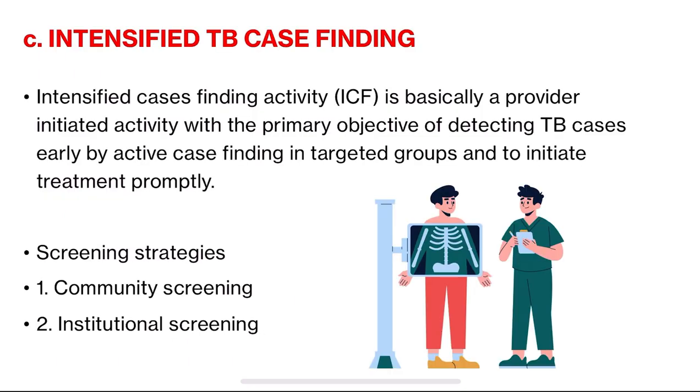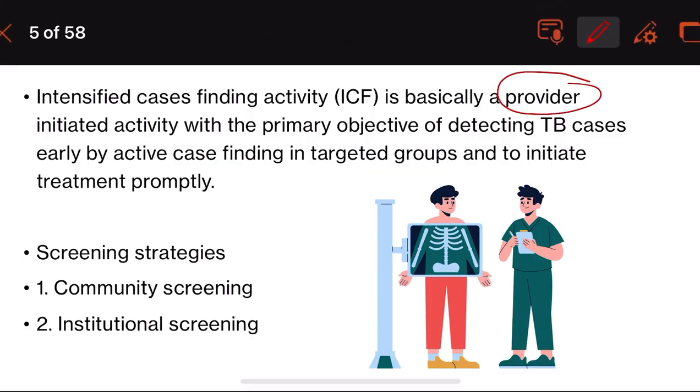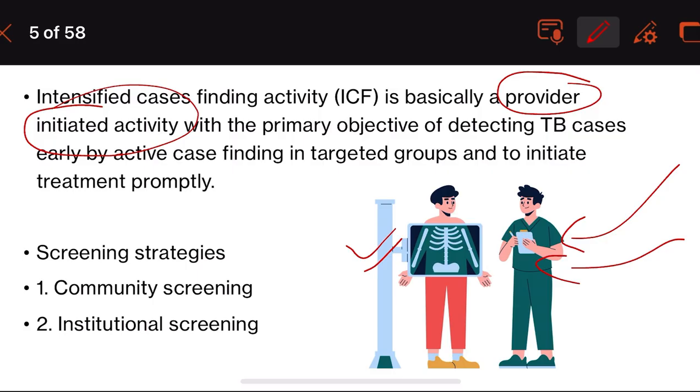And then intensified TB case finding. Intensified case finding activity is basically a provider initiated activity. In this, the primary objective is to detect the TB cases very early by active case finding in the targeted groups, so that we can initiate the treatment very promptly in these patients. So even in intensified TB case finding, it is a provider initiated activity where the case finding is done actively in the targeted groups and we are giving the treatment promptly.